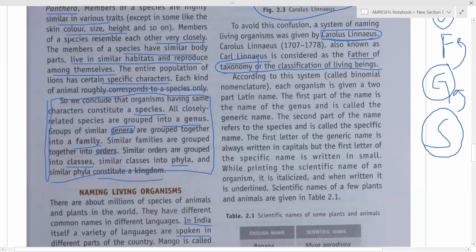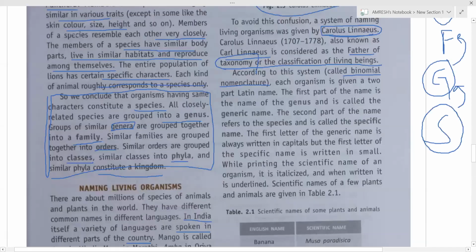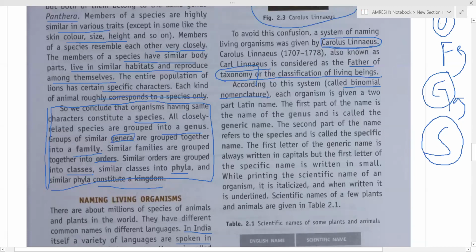This system is called binomial nomenclature. Why binomial? There are two sets of names. First is your genus, the generic name. Second is your specific epithet, or species name. Each organism is given a two-part Latin name. The language used for scientific naming, or binomial nomenclature, is Latin. Why Latin? Because Latin is less used in the world than other languages. The first part of the name is the genus name or generic name, and the second part is the species name.